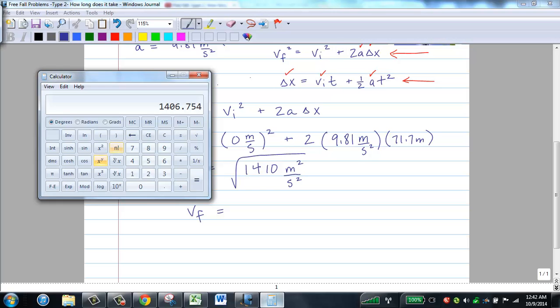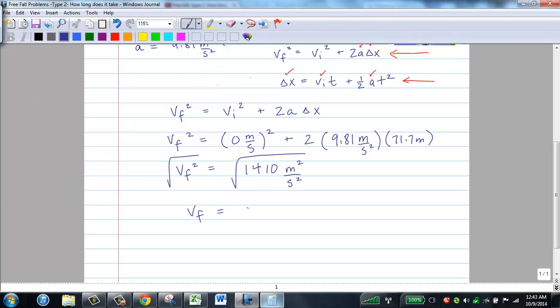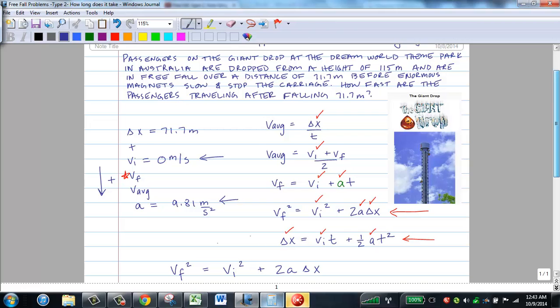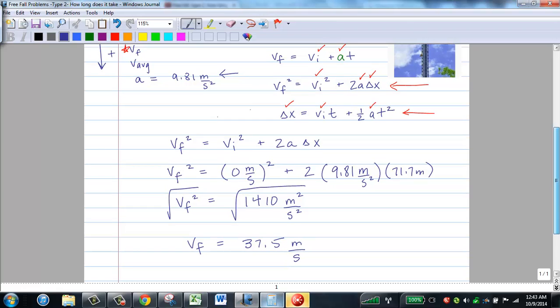So I was telling you before that I hit the exponent number and then raise it to the 0.5 power. That's the same as taking the square root. And that's equal to 37.5 with 3 significant figures. 37.5. When I take the square root of the number, I'm also taking the square root of the units. So the square root of meters squared is meters, divided by the square root of seconds squared is seconds. So I have the units meters per second, as I would expect for a speed. So how fast are they going after they are in free fall for 71.7 meters? 37.5 meters per second.